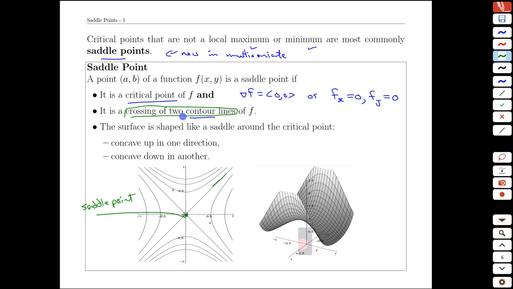Again, notice that's different from a local maximum or minimum, where we see nested contours with sort of circular shapes once we get close to the local max or min.